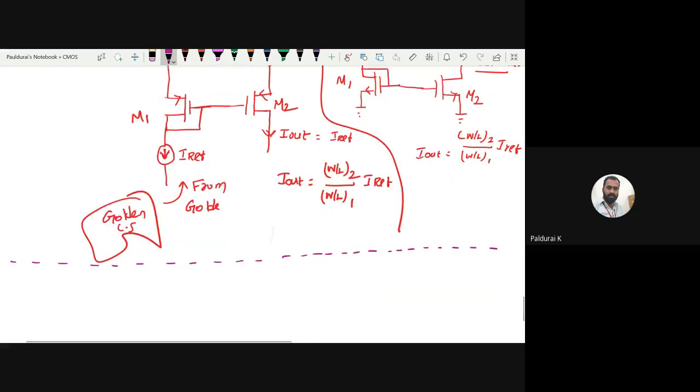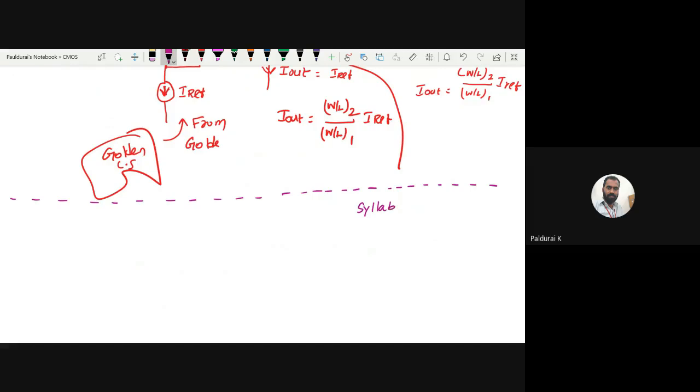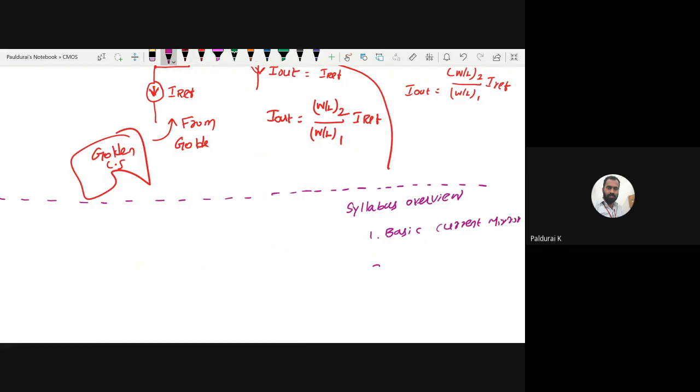Now the syllabus overview for current mirrors. It's a very simple unit actually. First is your basic current mirror, which we just completed. Second one, cascode, our favorite configuration. The cascode amplifier could have been taught in 1 hour, but I taught it for 4 hours from scratch, right? I started even the basic amplifier with the cascode current source, because I wanted this word to sink in deeply. I hope you understood. 4 hours. So cascode current mirror. CM stands for current mirror. So next topic, cascode current mirror.